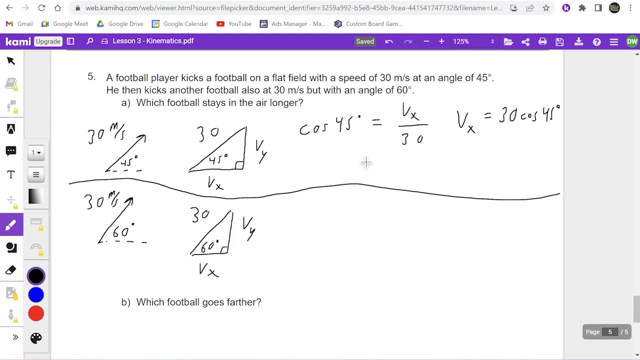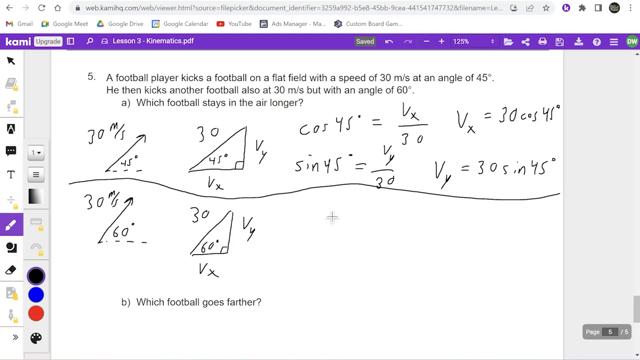Now, if you want to do the same thing, but you want to find Vy, then it's basically the same idea, except you do sine 45 equals Vy over 30. And the reason for that is simple, because sine is the opposite leg, which is Vy, over the hypotenuse, which is 30. And that's why it's so important that we talk about this in week one and that you understand it now, or else this is just really confusing. And then if you want to solve Vy, multiply both sides by 30. It's going to be 30 sine of 45 degrees.